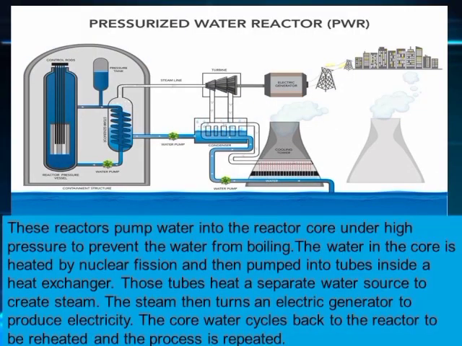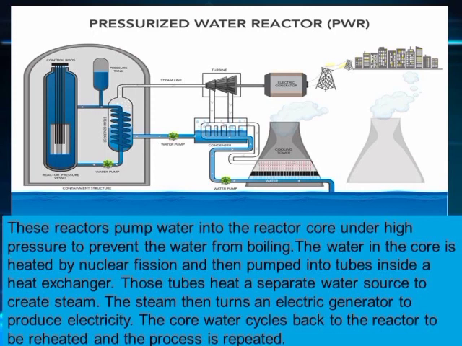While the pressurized water reactor or PWR pumps water into the reactor core under high pressure to prevent the water from boiling. The water in the core is heated by nuclear fission and then pumped into tubes inside a heat exchanger. Those tubes heat a separate water source to create steam. The steam then turns an electric generator to produce electricity. The core water cycles back to the reactor to be reheated and the process is repeated.